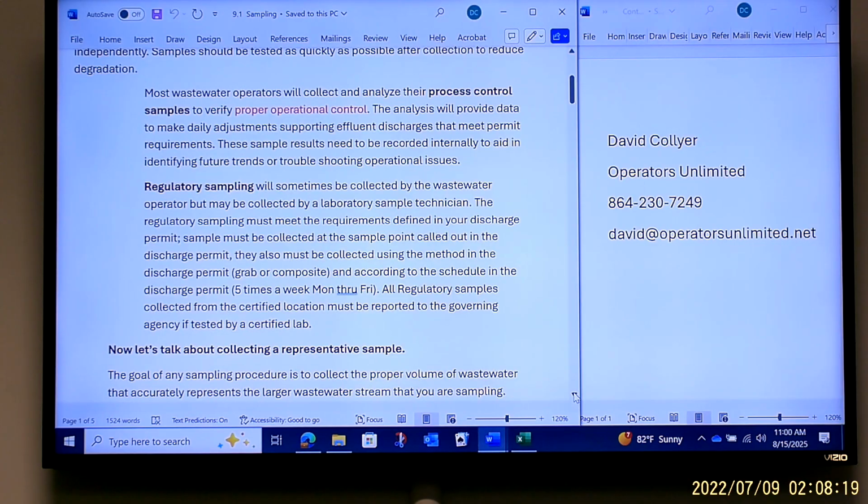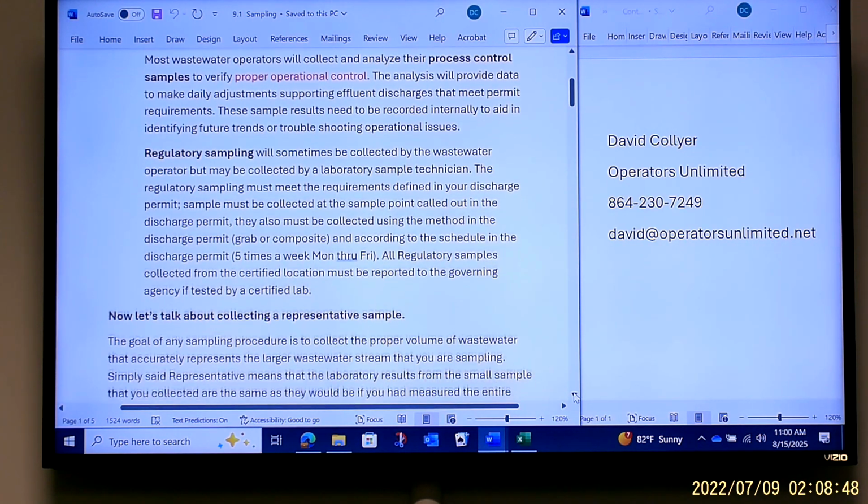They also must be collected using the method called out in the discharge permit, whether it's a grab or a composite, and according to the schedule in the discharge permit, 5 times a week, Monday through Friday, is an example. All regulatory samples collected from the certified location must be reported to the governing agency if testing is completed by a certified lab.